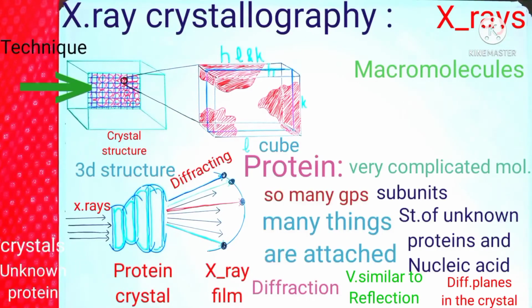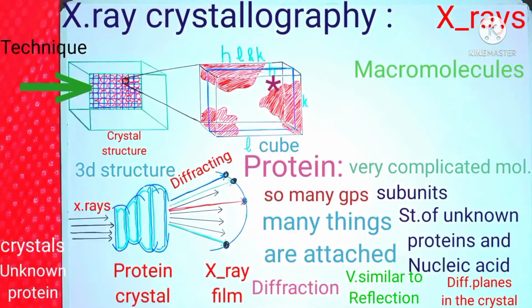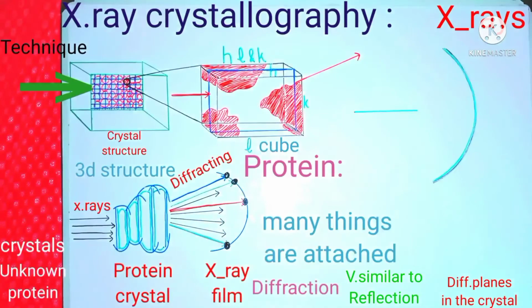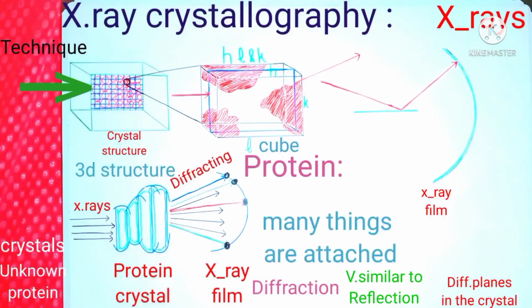Now we try to imagine this is a small cube, and we rotate the cube in a way so that we find a specific plane. In this case we are dissecting this H side to get a plane. Okay, so we are placing it in a way so that we get a plane of diffraction. Then X-rays come and hit that plane, and then these are diffracted. Suppose this is the plane that we are talking about. This is the X-ray film and this is the X-ray. We have a diffraction here.